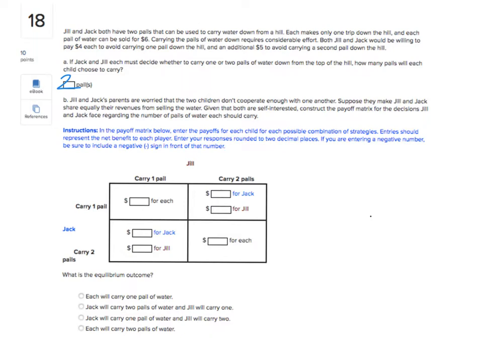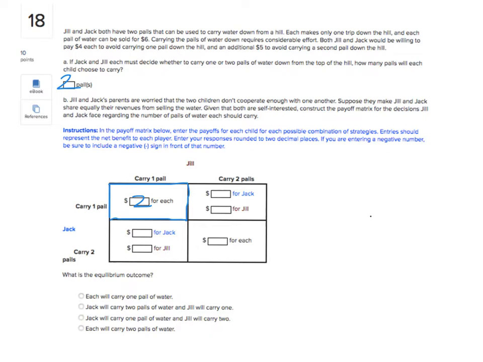Notice that if they each carry down 1 pail, there's a total of 2 pails at $6 each, $12 total. So they divide that in half, each gets 6, and each has spent $4 of effort bringing them down. So they end up netting out 2 each.